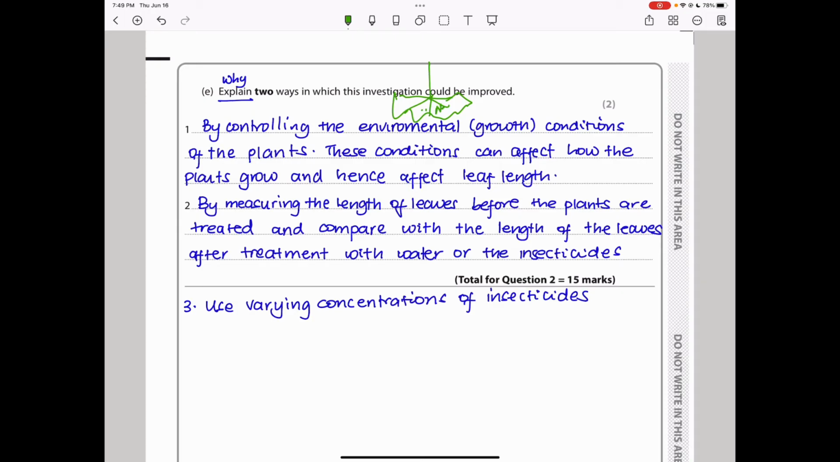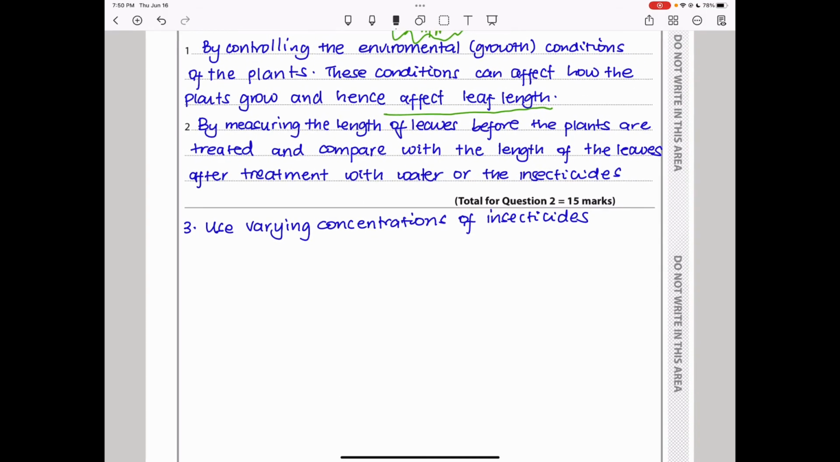The conditions, if not monitored, can affect plant growth and lead to a difference in the length of the leaf. Also, we have to measure the leaves before and after the experiment, so that our result is the change in the length of the leaf, not just the size of the leaf. So if we measure the length before and the length after, and then compare the changes in the length of the leaf, that would be a better way of carrying out this experiment.